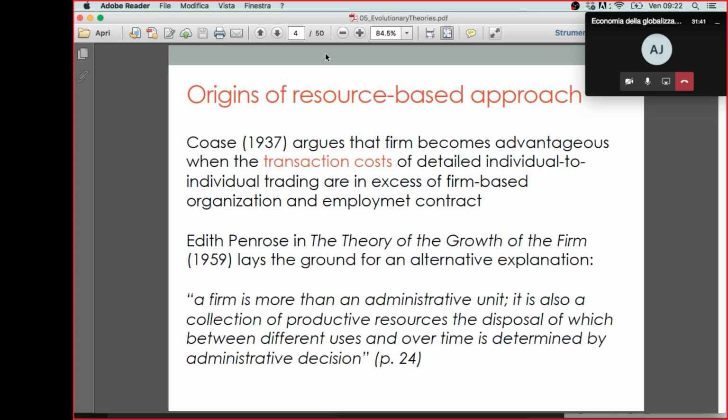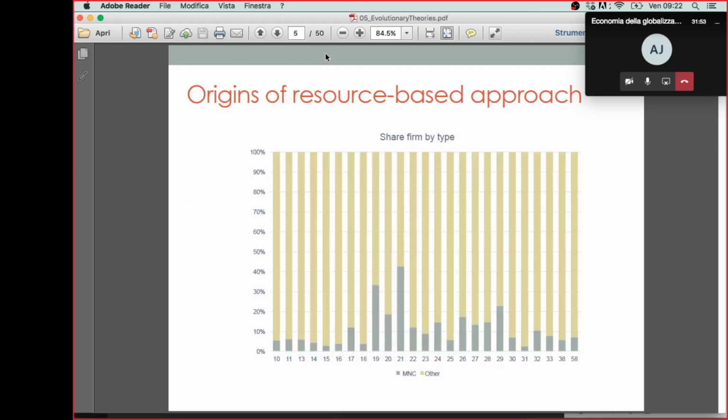Okay, so her starting point is somewhat a dissatisfaction with the standard transaction cost approach. She wanted to add something more into the picture in order to study what the firm actually is.